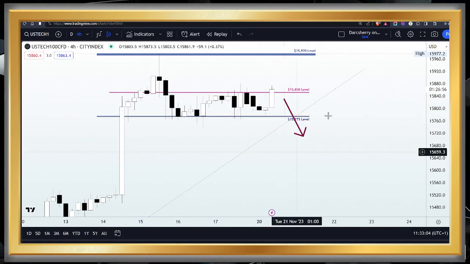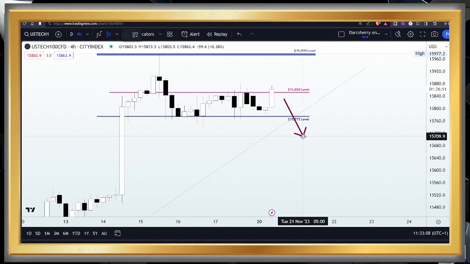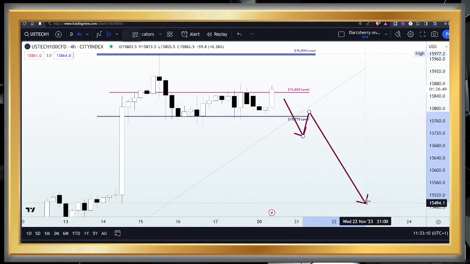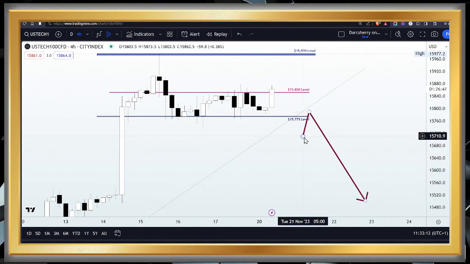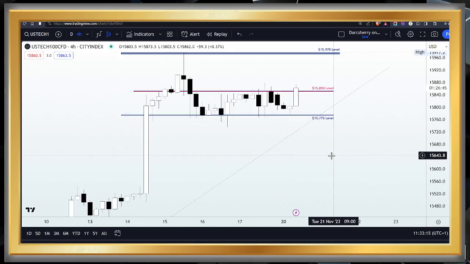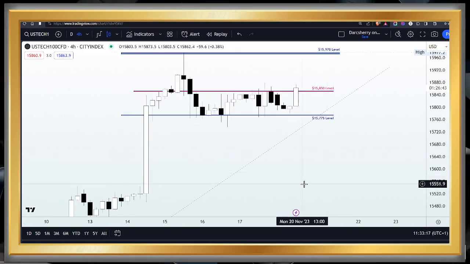Now, if price at any point in time this week breaks down that structure, we are likely going to be seeing a bearish momentum to the downside. But at this point in time, considering the impulsive move we witnessed since last week, I'm of the opinion that price will continue to the upside.